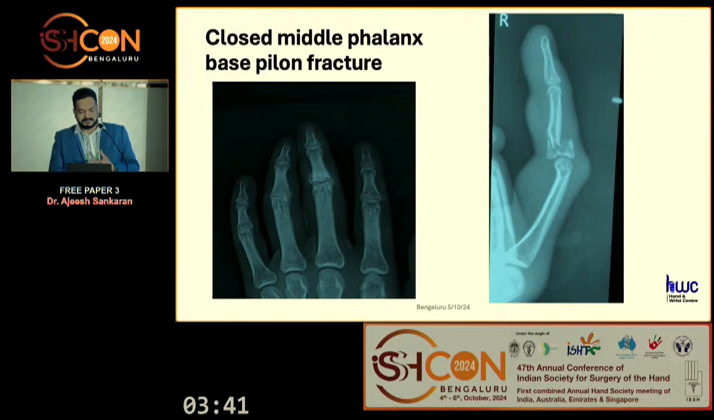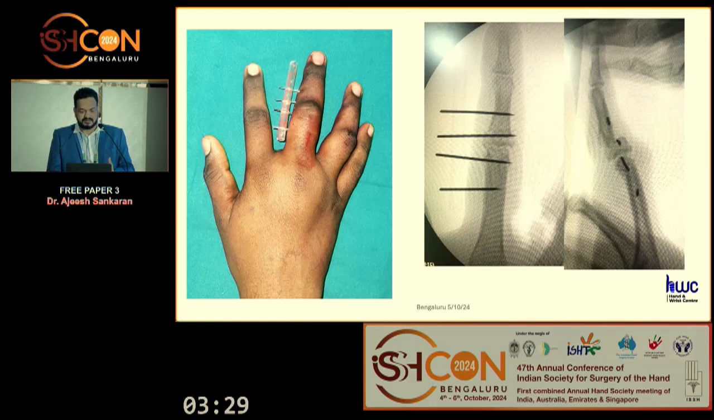So a similar case, we had a closed middle phalanx-based pylon fracture. A preference for a simple dorsal fracture dislocation would be a Suzuki, but this is not one. This is a pylon fracture. We have a separate dorsal fragment as well. And we treated that with a syringe external fixator.